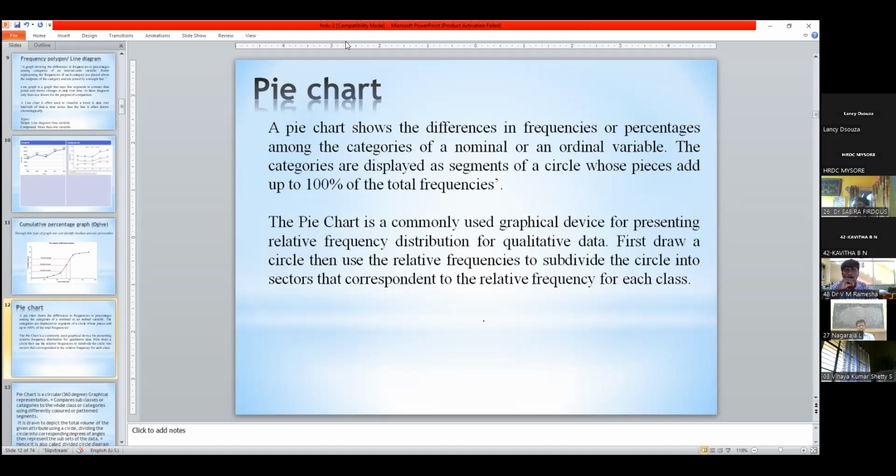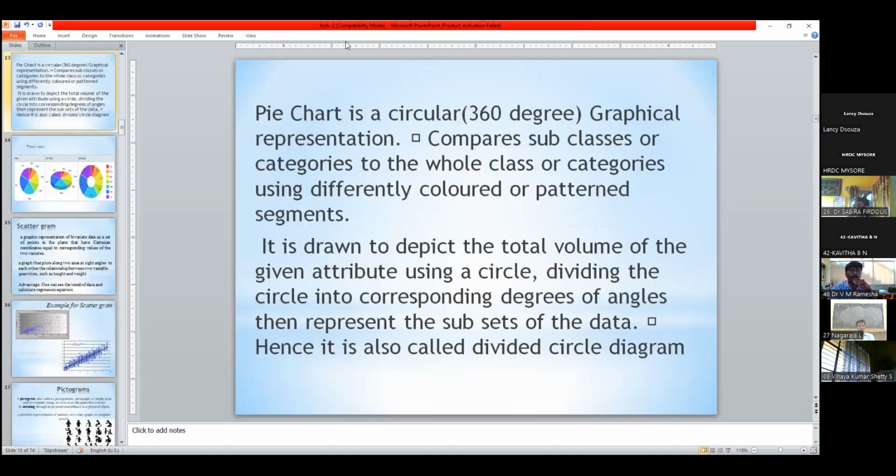So what exactly is it going to be like? It's a 360-degree presentation, and you can compare subclasses of categories to the whole class or categories using differently colored or patterned segments. I'll show you that. As I said, it is drawn to show the total volume of a given attribute or variable. You can use a circle, divide it into corresponding degrees of angles, then represent the subsets of data. Sometimes it's also called a divided circle diagram, but most familiarly it is known as a pie chart. So how do they look?